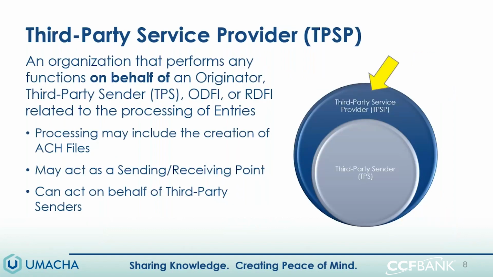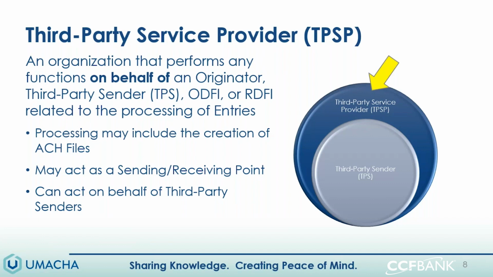A couple of other participants that sometimes exist in the ACH network include things like a third-party service provider. So this is going to be an organization that's not a financial institution that is offering ACH services or performing ACH functions on behalf of one of those participants that we talked about on the last couple of slides. So think about an accounting firm that creates ACH files for their payroll customers. That could be an example of a third-party service provider. Could also include things like creating ACH files for the financial institution. We have a sending and receiving point. Could also be a third-party sender, which is a specific type of originator that we'll talk about here in just a moment.